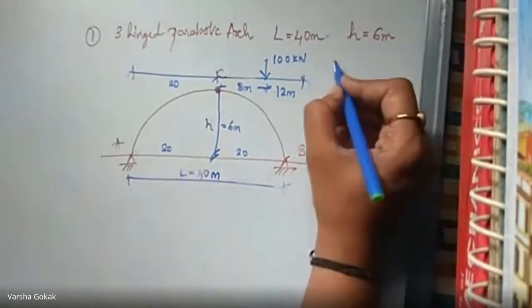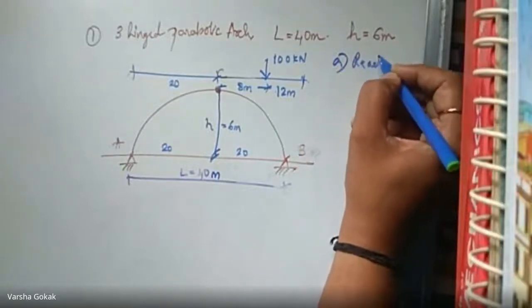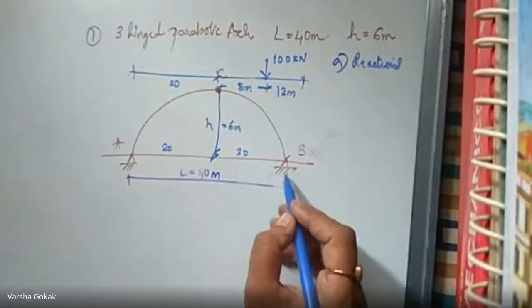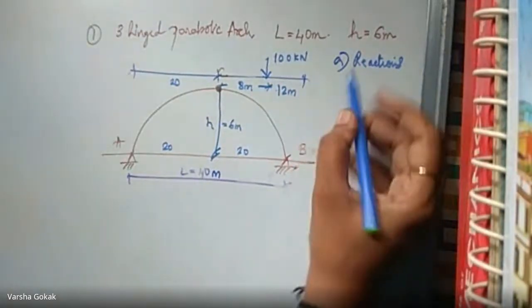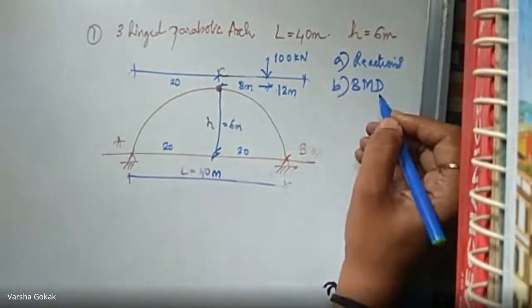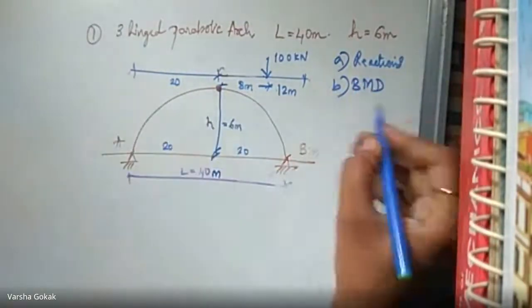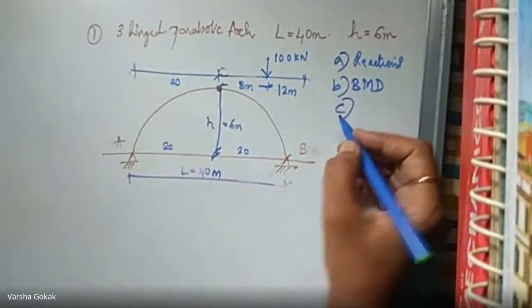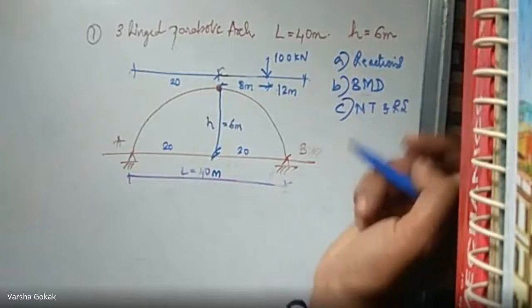They have asked us to find, first one, A, calculate the reactions. So what are your reactions? Both are hinged, no? So you will have HA, HB and VA, VB. Okay. Then second one, draw the bending moment diagram. To draw the bending moment diagram, I have to first calculate the bending moment at various points. Then third one, normal thrust and radial shear.